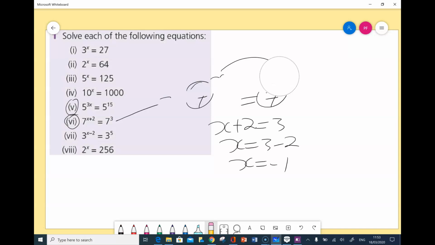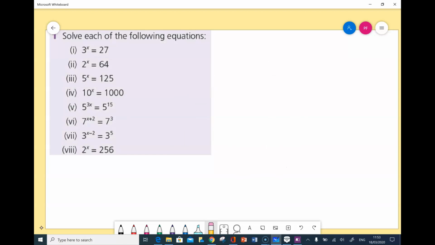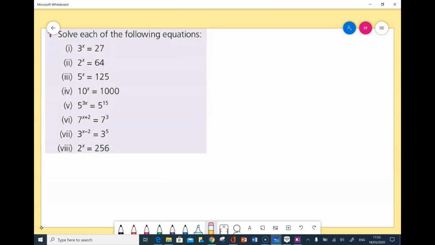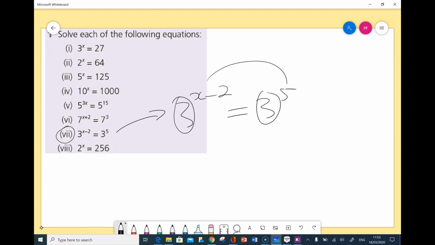Right, here we go. Part 7. So I've got 3 to the power of x minus 2 equals 3 to the power of 5. My base numbers are already the same, so my indices must be the same. X minus 2 equals 5, x equals 5 plus 2. X is equal to 7.